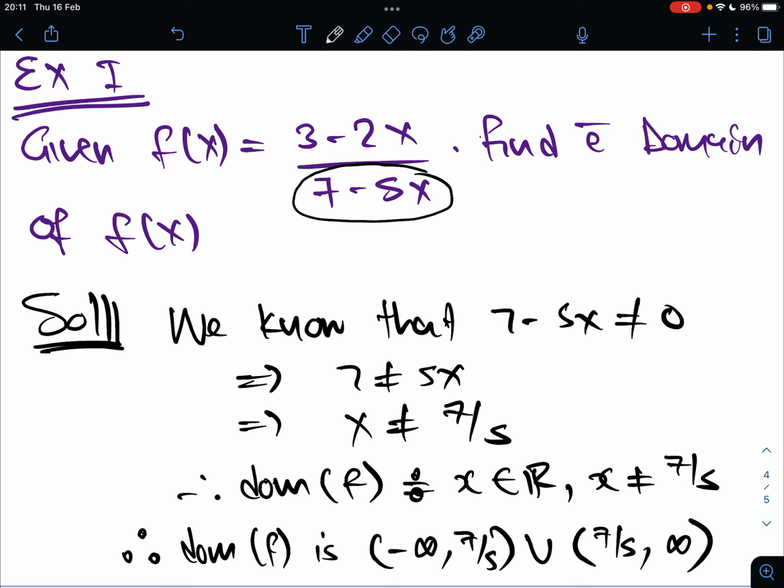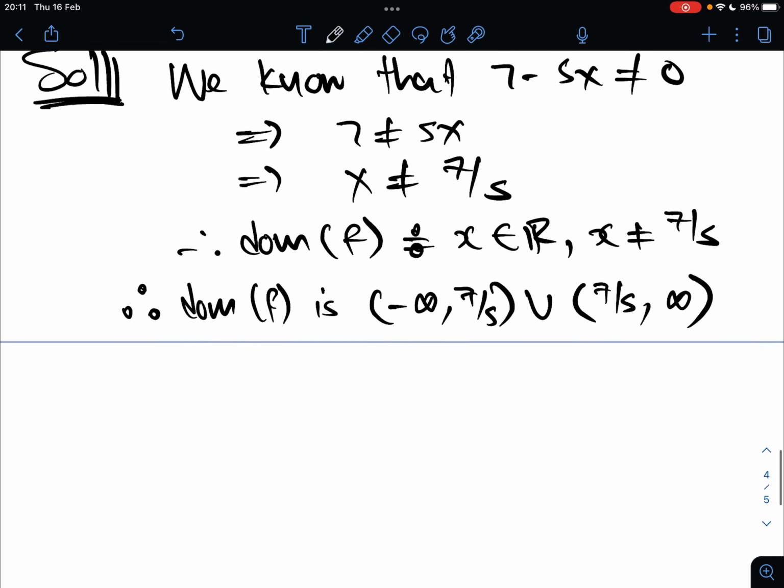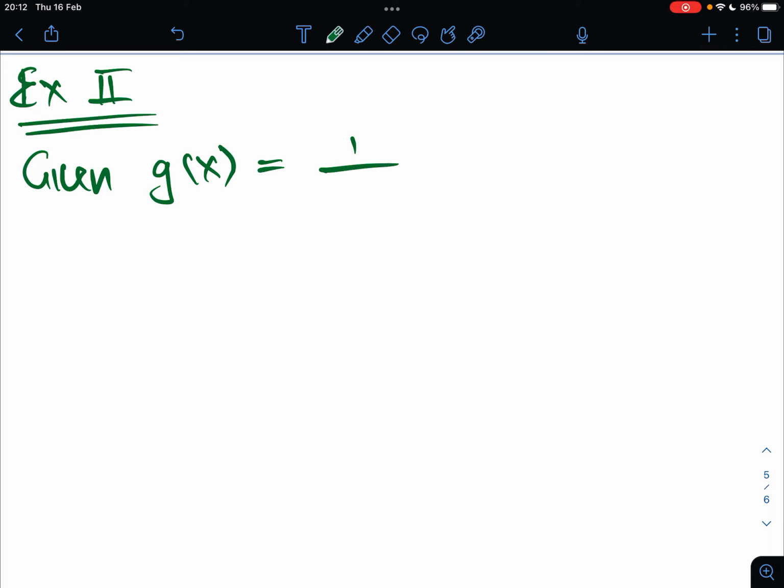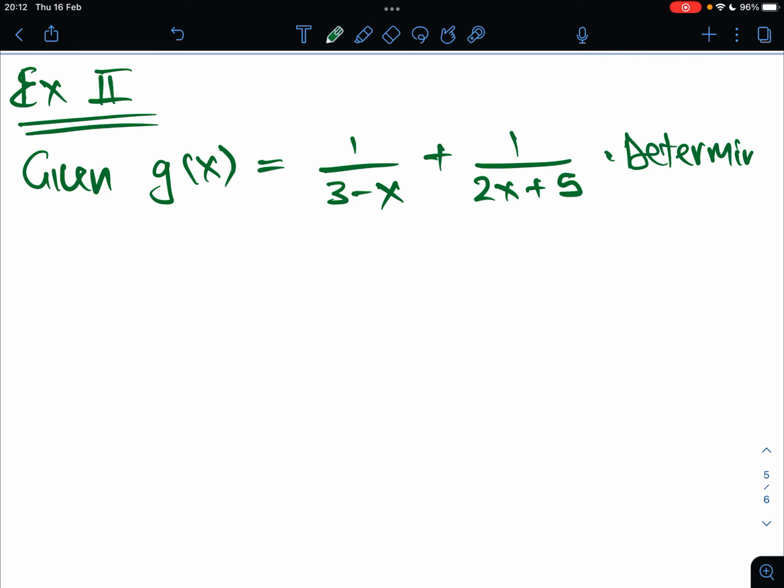You see, but let's look at more examples then. Let's look at more examples so that we can practice this and get it into our fingertips. So another example that you can get is: given g of x, which is the function 1 over 3 minus x plus 1 over 2x plus 5, determine the domain of g of x.